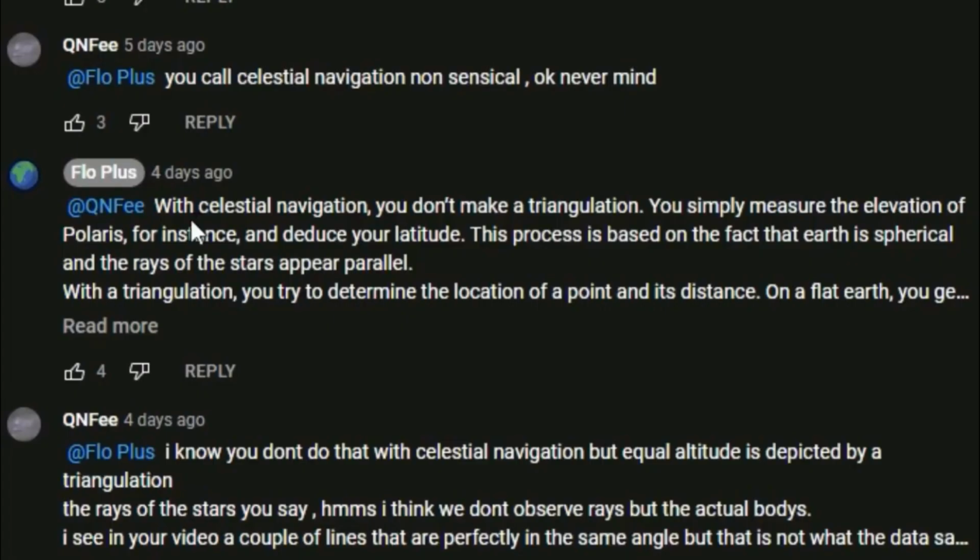For this assumed position, represented by the ship, he computes from the solution of the astronomical triangle what the altitude of the body would have been at the instant at which he made the observation. So the star is just above Stickman's head. And the ship draws a line to that star. So are those lines parallel? So with celestial navigation we don't make a triangulation.